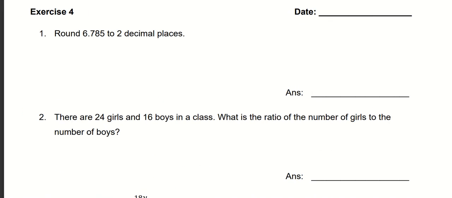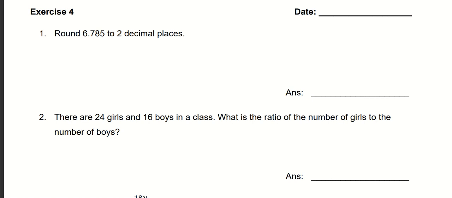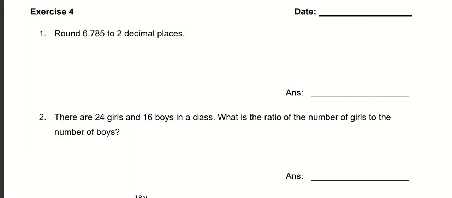So the clue here states, round to 2 decimal places. So in other words, we are looking at after the decimal point 2 spaces. So I can actually write my answer here already, a decimal point and 2 places. Because of that, my whole number part will stay as 6.